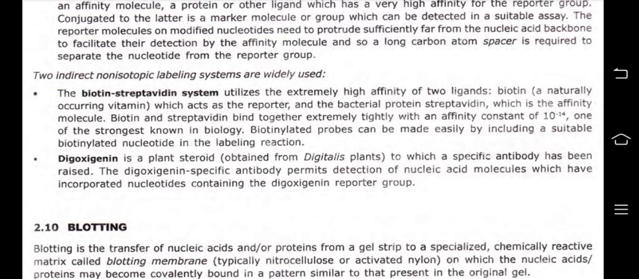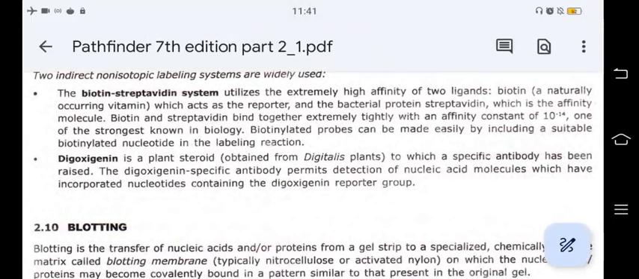Biotin and streptavidin bind together extremely tightly, with an affinity constant of 10 to the 14, one of the strongest known in biology. Biotinylated probes can be made easily by including a suitable biotinylated nucleotide in a labeling reaction. Then digoxigenin is a plant steroid obtained from digitalis plants to which a specific antibody has been raised.